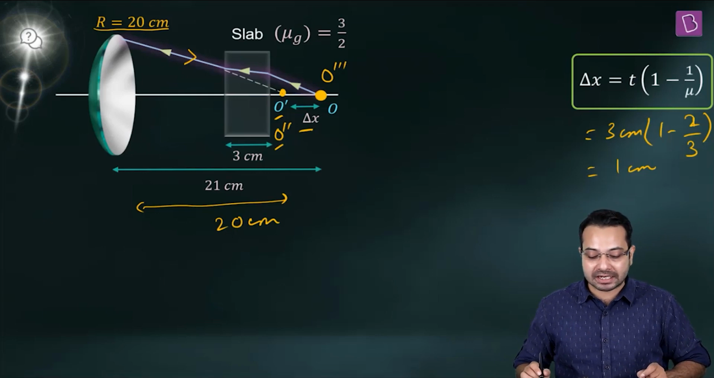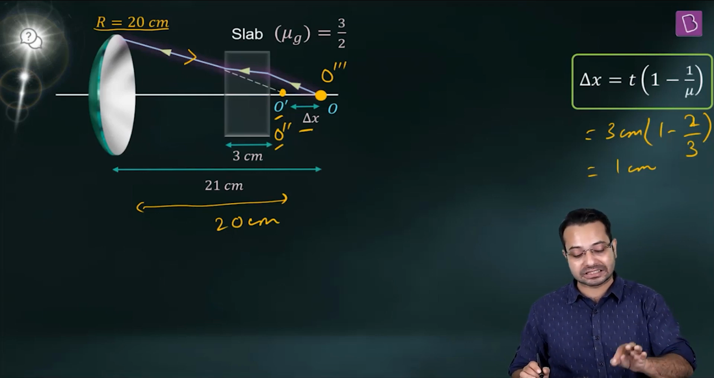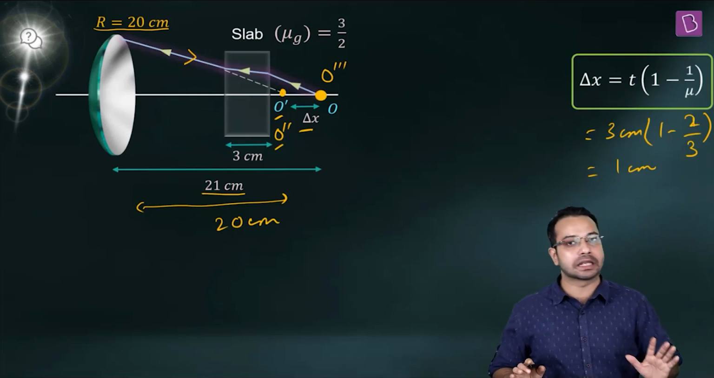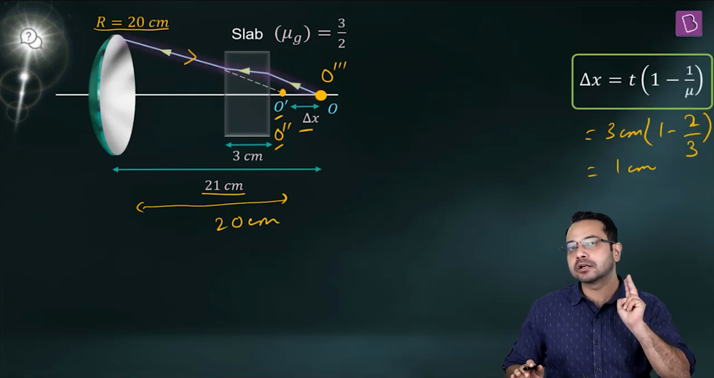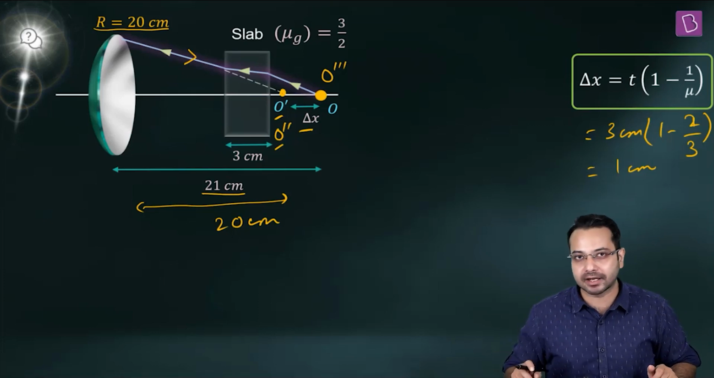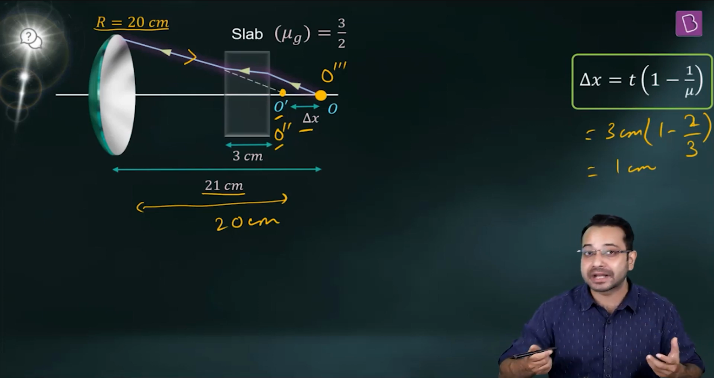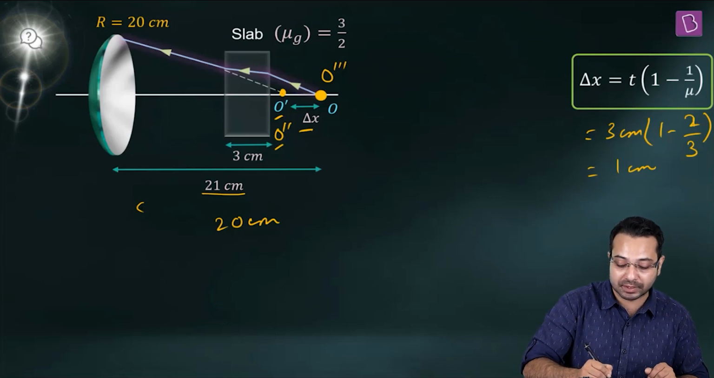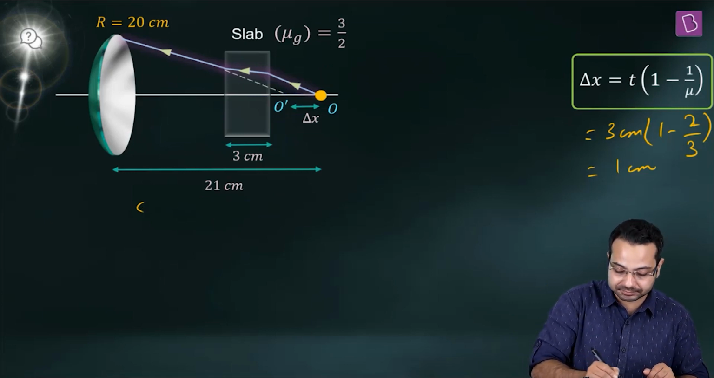Okay, so what is that distance from the mirror? That distance is nothing but 21 centimeter. Okay, so here we considered two refractions and one reflection, then we came to this conclusion. Is that correct? Okay, now there is an alternative way of looking at this as well. Okay, let's have a look at that.